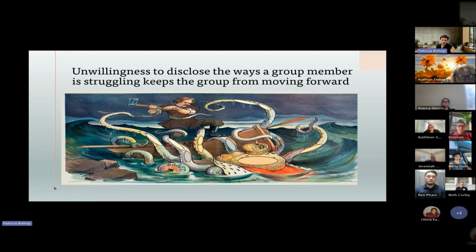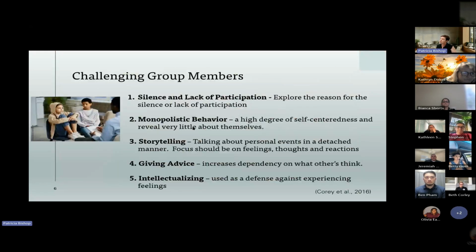So the unwillingness of clients to share is really going to be your biggest obstacle. And I don't necessarily mean verbally sharing, like opening their mouth and talking. I mean really talking about what it is that they need to be talking about. So you may encounter some challenging group members, and I'm only going to talk about a few of them, but there's probably about 11 or so, and you can find them in your book. But these are probably going to be the more common ones that you encounter.